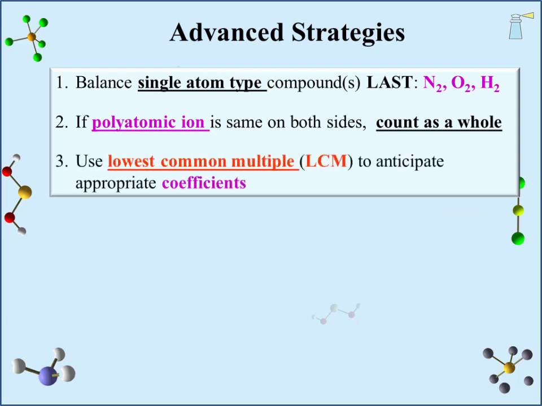The third strategy we will cover is to use the lowest common multiple, LCM, of the subscripts of an atom type to anticipate appropriate coefficients. This is a recognition that for some atom types there will be a need to change coefficients on both the reactant and product sides.